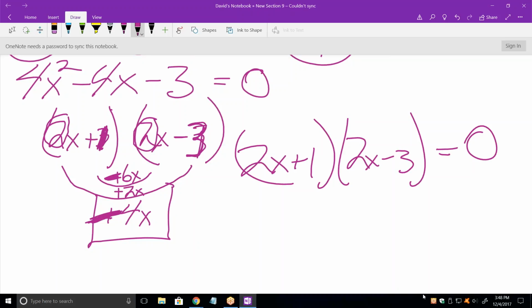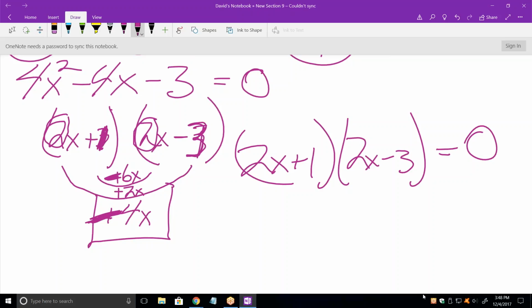What's the rule in algebra that says if I multiply two things together and it's equal to 0, what do each of those things have to be? 0. There are no two numbers that multiply together to get 0 unless one of them is 0. So that's the whole reason we factor.